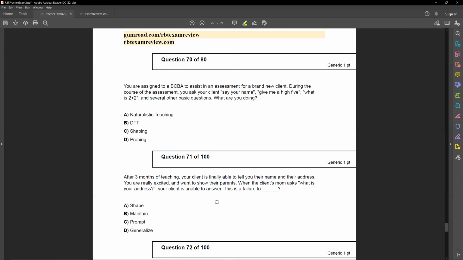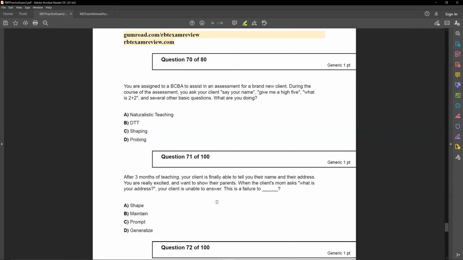And technically, maintenance is a form of generalization, or at least it's lumped under the generalization category. But they are 2 distinct different things, and sometimes they can appear the same, but there's a big difference. Maintenance occurs after teaching has stopped. So if you're done teaching a skill, and you go back a month later and you try to see if they can do that skill, that's maintenance.